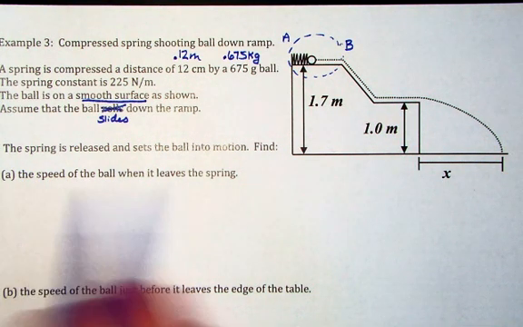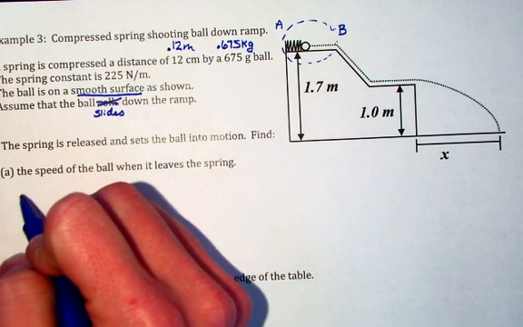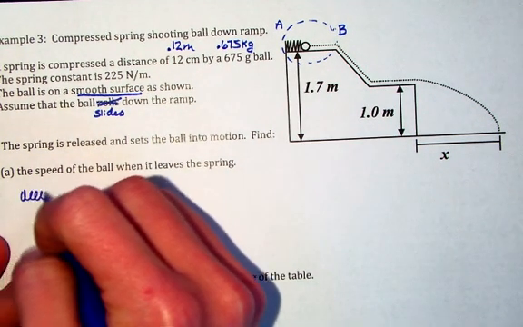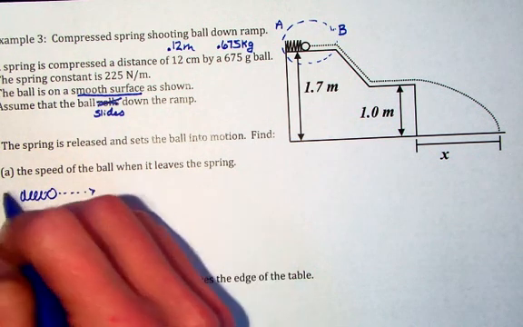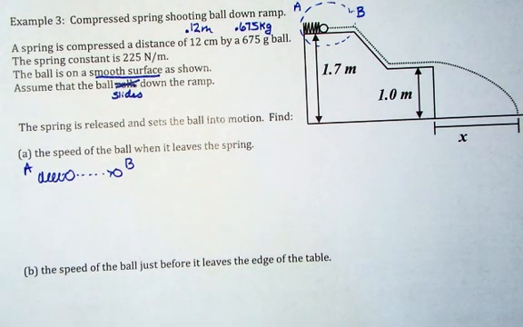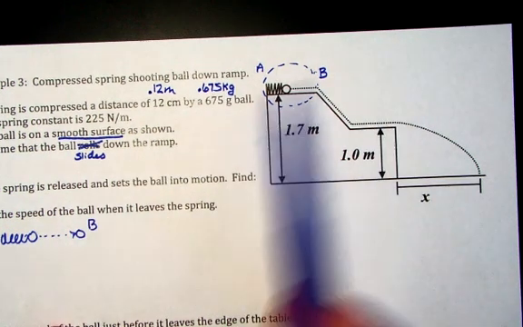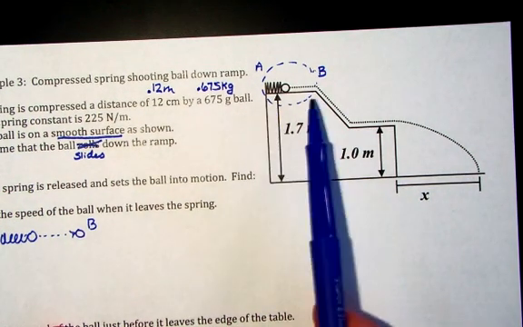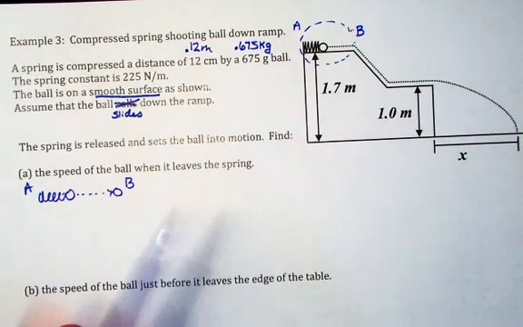So if I want to find the speed of the ball when it leaves the spring, I'm going to draw a picture of A to B. So I have my spring, I have the ball, and the ball is going this way. So here's my A. My ball is going to end up here at B. So this is what my picture of my isolated system looks like. So yes, I have A and B on this maybe table or whatever this could be. I have A to B here, but I'm isolating just this part.